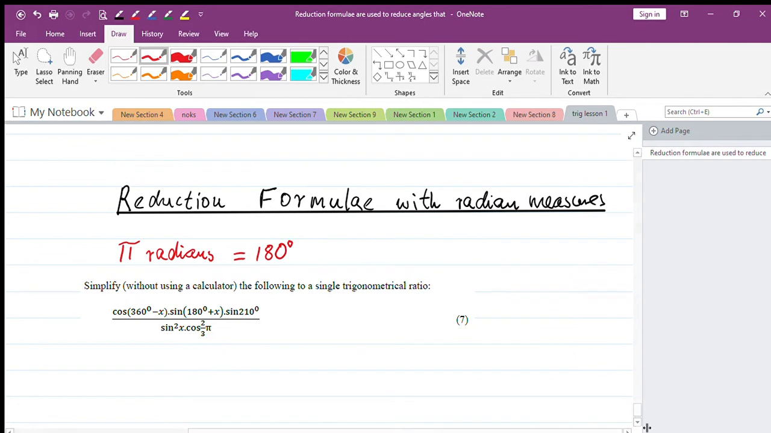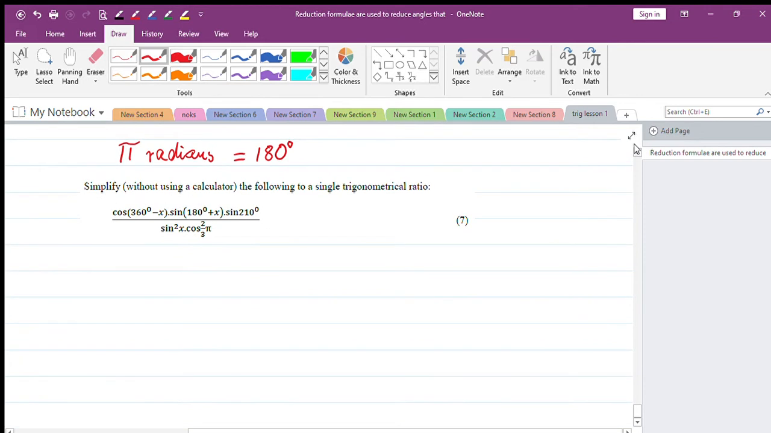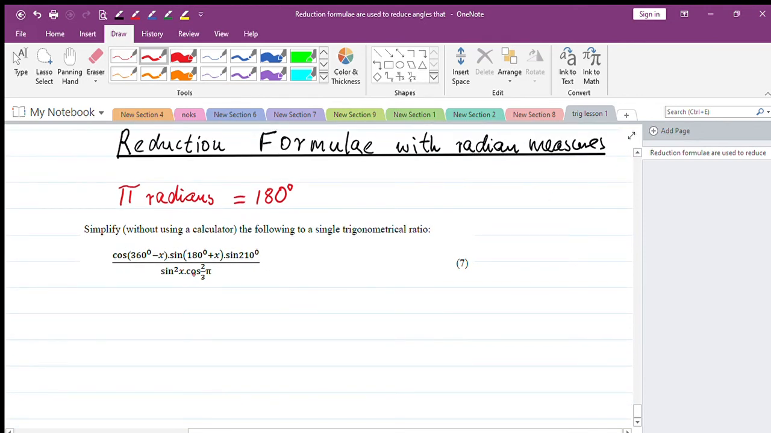Now if you look carefully at the question, it has all measures in degrees, but at the bottom, on your denominator, there is cos of 2 over 3 pi. So that's where the radian measure is. When we start working this out, we need to make sure that this cos 2 over 3 pi in radians is converted to degrees to carry on with your simplification, because all other angles are measured in degrees. Okay, so let's start.